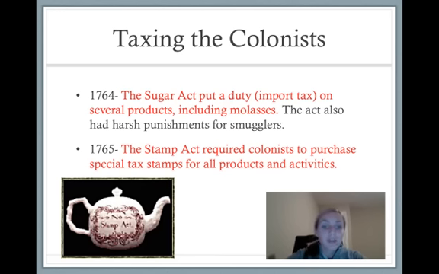Shortly after, the Stamp Act required colonists to purchase special tax stamps for all products and activities. So they had to pay a certain amount to get that stamp, and in order to do certain things or to buy certain things or sell certain things, they would need to have that stamp on there. So the way they got the tax money was by buying the stamp.